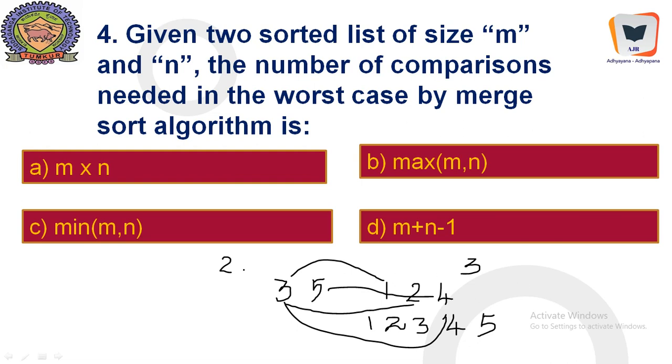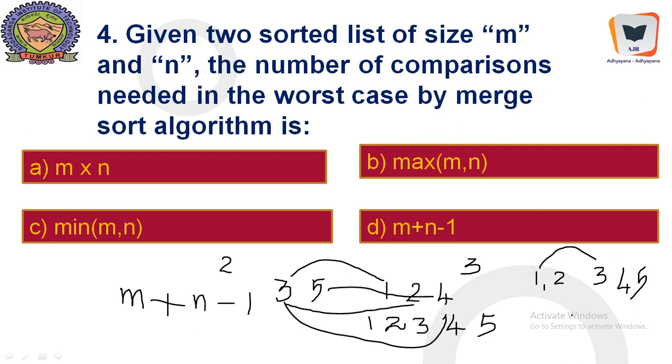If you take any number of elements and do it like this, you are going to find the number of comparisons is m plus n minus 1. That will happen only in the worst case. If this were to be 1, 2, 3, 4, 5, let us say 1, 2, 3, 4, 5, this is the best case.